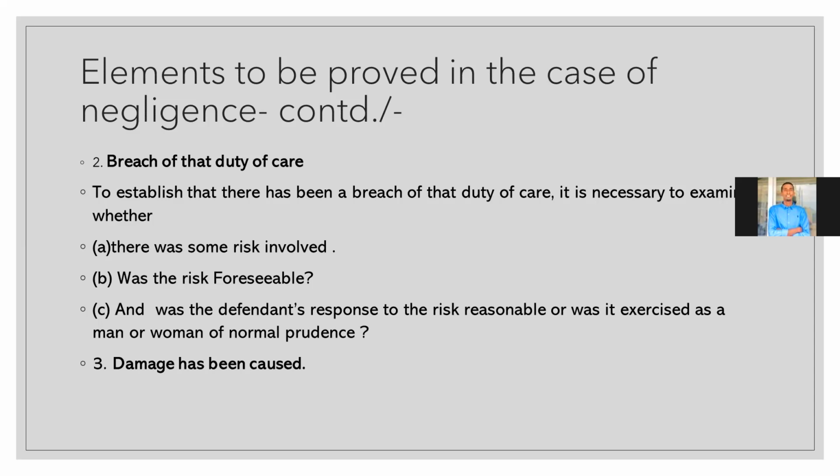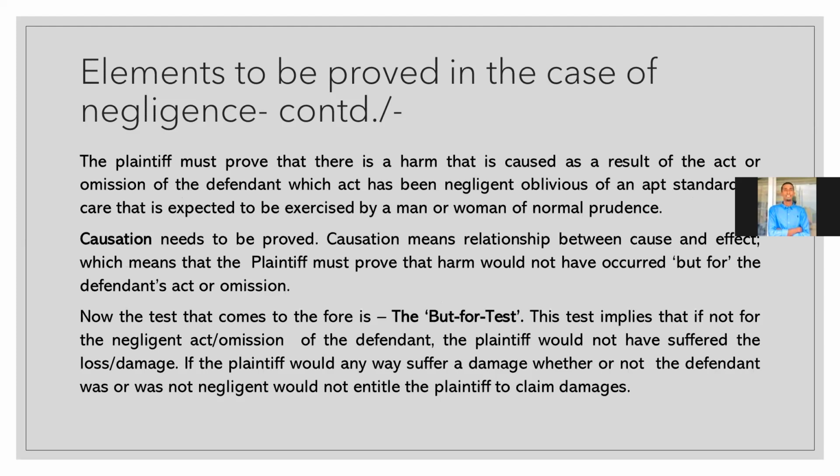One, there has been a duty of care to the neighbor, or the person who is aggrieved, who is harmed. Two, there has been breach of that duty of care. And three, damage has been caused, injury has been inflicted to the person or property. Now here, the plaintiff must prove that there is a harm caused as a result of the act or omission. Act is to do something, omission is not to do something.